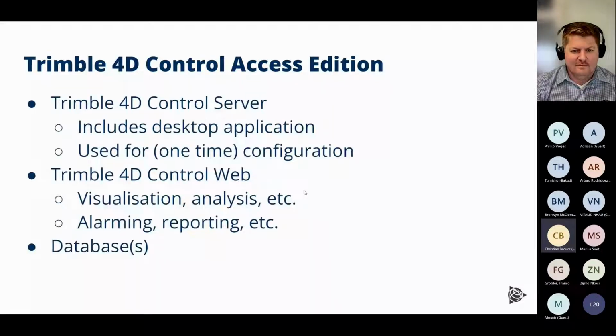All right. The main components of any T4D, Trimble 4D Control installation, basically, the software consists of three main components. One is the so-called server component, Trimble 4D Control Server. This is basically doing all the calculations and it comes with a desktop application that allows you to do the configuration. The configuration usually is done only once, and once the configuration has been set up properly, all the data is coming into the software automatically.